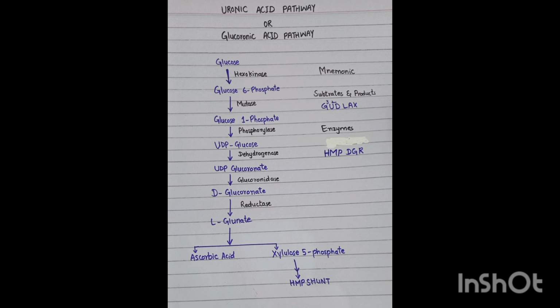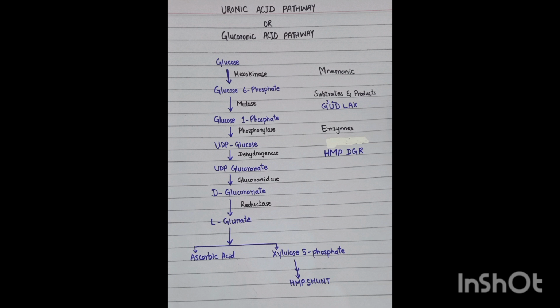On the side, mnemonics are mentioned in order to easily remember the substrates and products of the uronic acid pathway, as well as the enzymes. In order to remember the substrates and products, the mnemonic is "G cube U square", with cube on the alphabet G and square on the alphabet U, in which the 3 G's stand for glucose, glucose 6-phosphate, and glucose 1-phosphate, while the 2 U's stand for UDP glucose and UDP glucuronate.